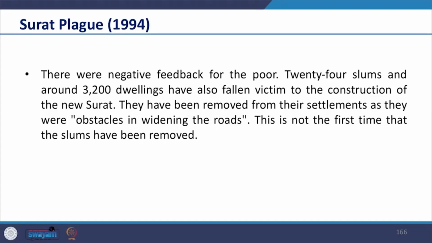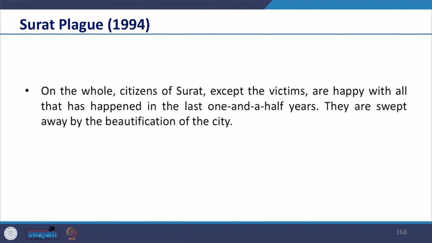Intervention also included road widening and demolition of unauthorized construction. There was negative feedback for the poor. 24 slums and around 3,200 dwellings have also fallen victim to the construction of the new Surat. They have been removed from their settlements, as they were obstacles to the widening of the roads. This is not the first time that slums were removed. On the whole, the citizens of Surat, except for the victims, were happy with all that had happened in the last 1.5 years. They made the city beautiful.